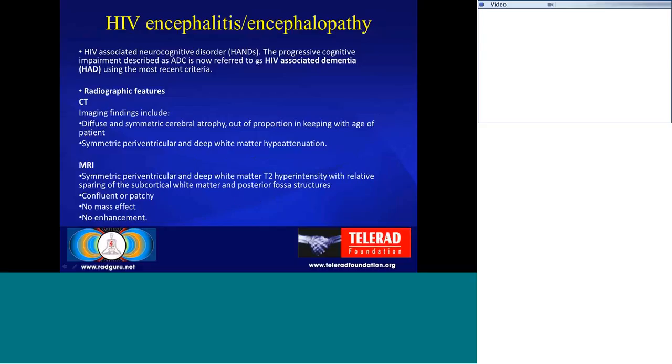So HIV encephalitis should always be differentiated from progressive multifocal leukoencephalopathy, PML. HIV encephalitis and PML should be differentiated. HIV encephalitis has a good prognosis compared to PML. In HIV encephalitis, there will be sparing of the subcortical white matter and posterior structures.